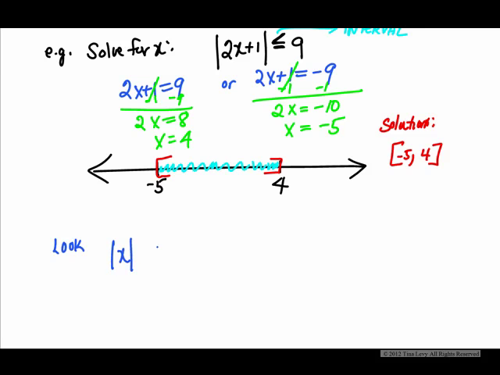Now we're going to look at what if I had said absolute value of x greater than 3. Going back to the original description of absolute value as distance, this is saying that the distance from 0 is more than 3 units.